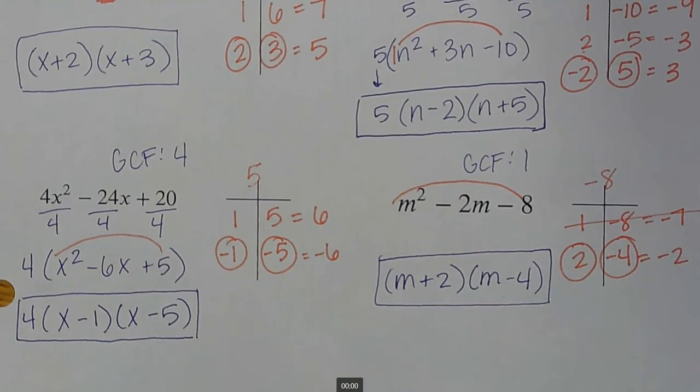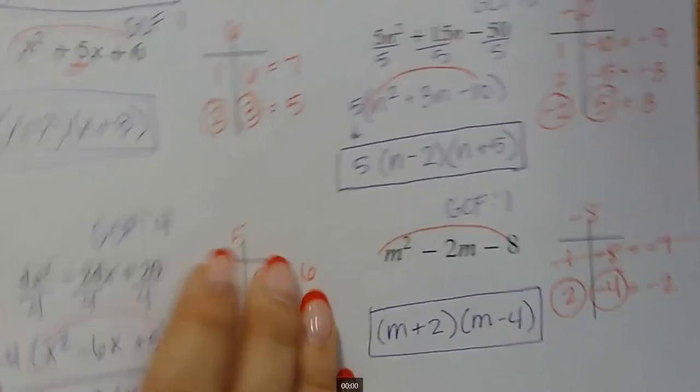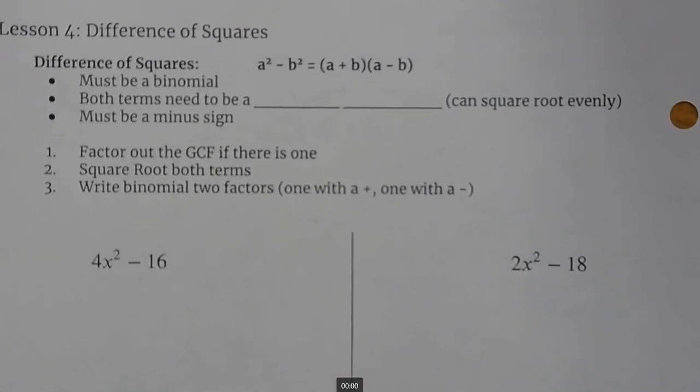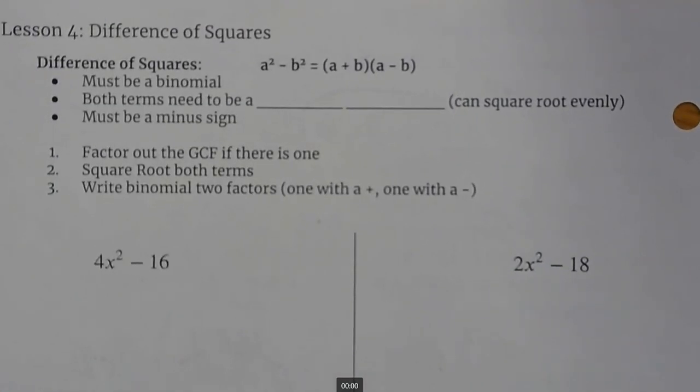Okay? So if you're good with that, will you flip your paper over? This next thing is actually kind of a special case, called the difference of squares, okay? A difference of squares is exactly what it sounds like. We're subtracting something and they're squares.